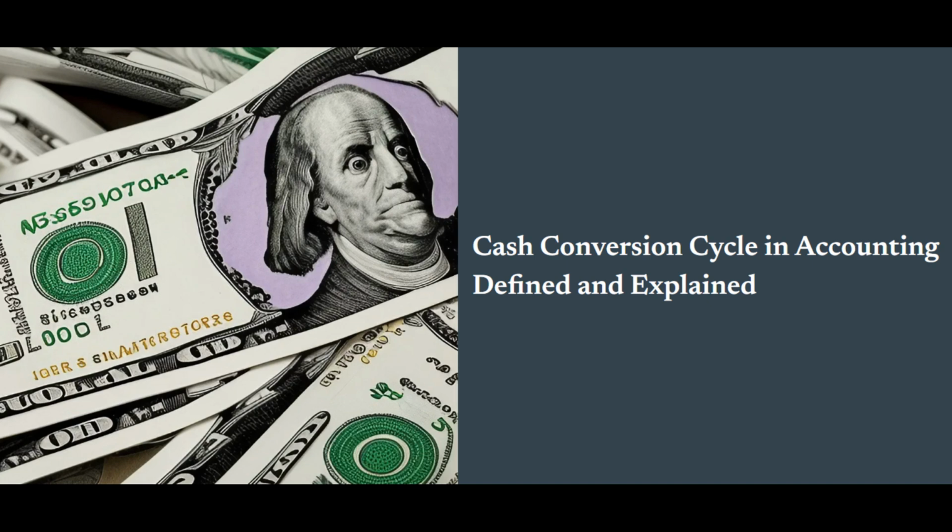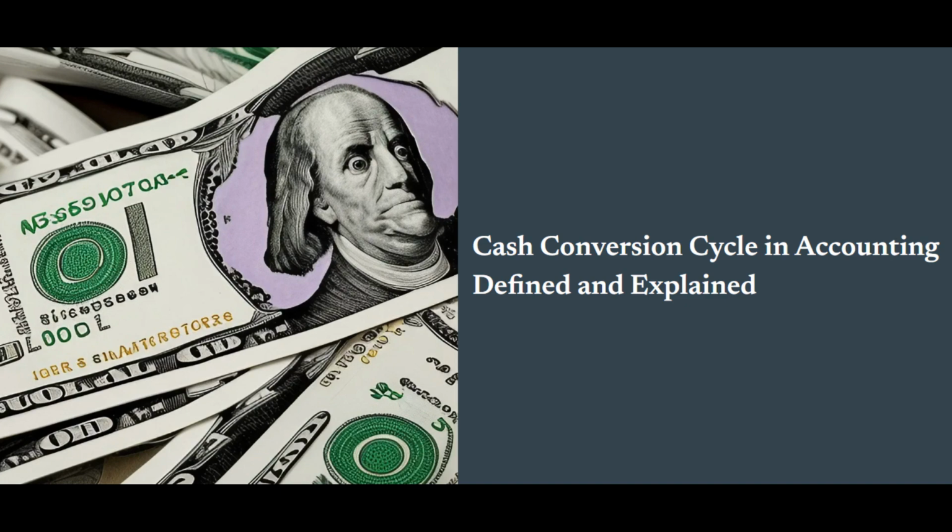Let's dive a little deeper into how to calculate each of these components. For days inventory outstanding, you take the average inventory and divide it by the cost of goods sold per day. This tells you how many days, on average, your inventory sits before it's sold. For days sales outstanding, you take the average accounts receivable and divide it by your daily revenue. This shows you how long it takes, on average, for your customers to pay you. Lastly, for days payables outstanding, you take the average accounts payable and divide it by your daily cost of goods sold. This tells you how long, on average, you take to pay your suppliers.